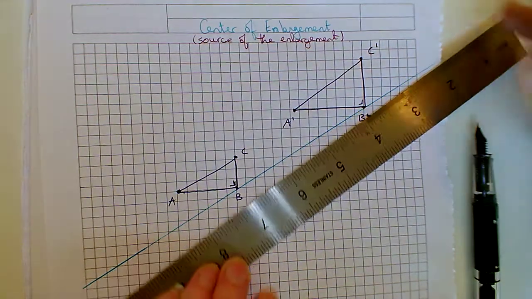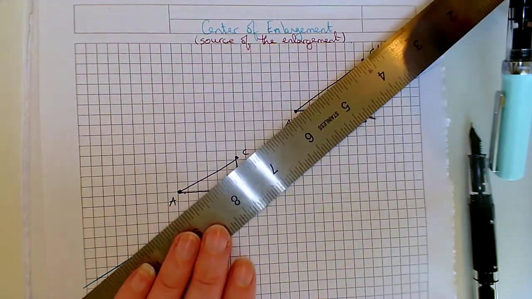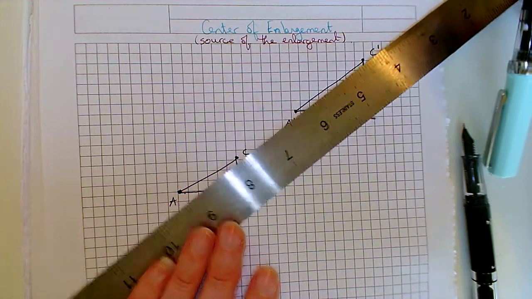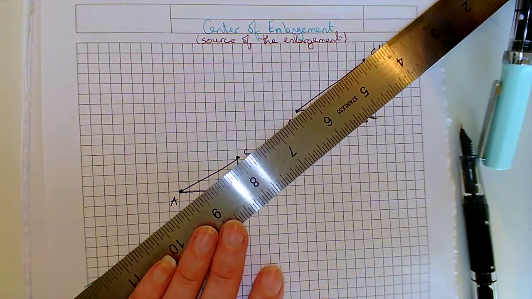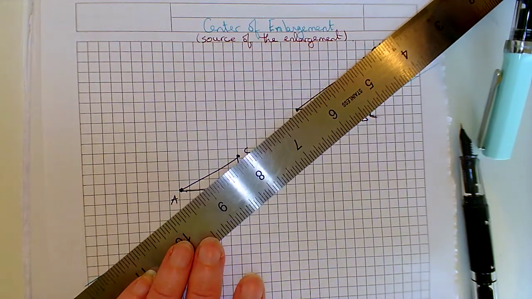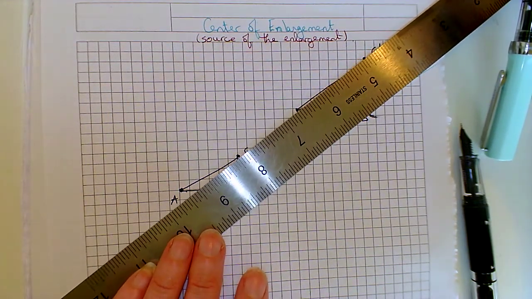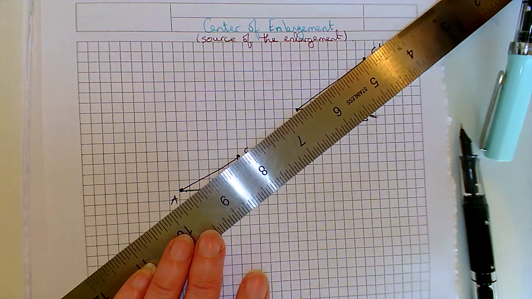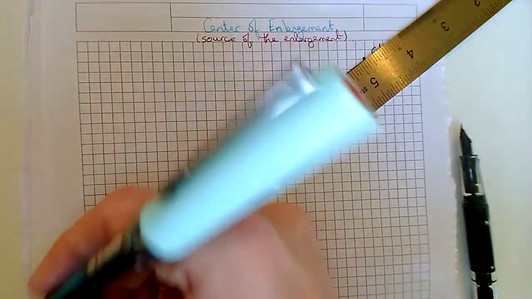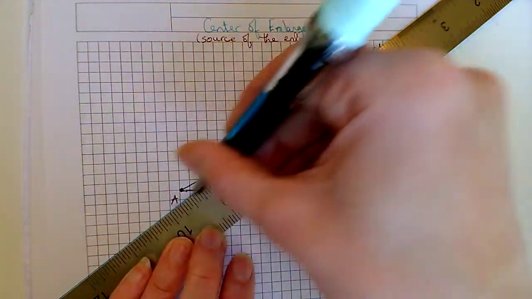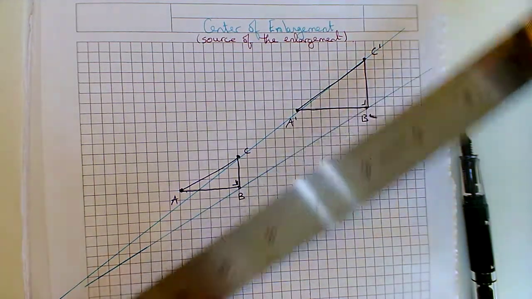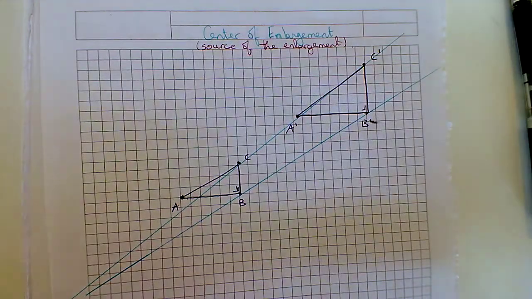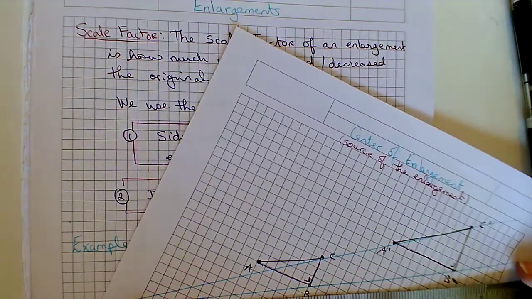And I just keep going. And I join A and A prime. We'll do C and C prime together. I could have constructed this a bit better. It's going to go off the page, unfortunately. C and C prime together, like this. And all three of them should meet in the same place.